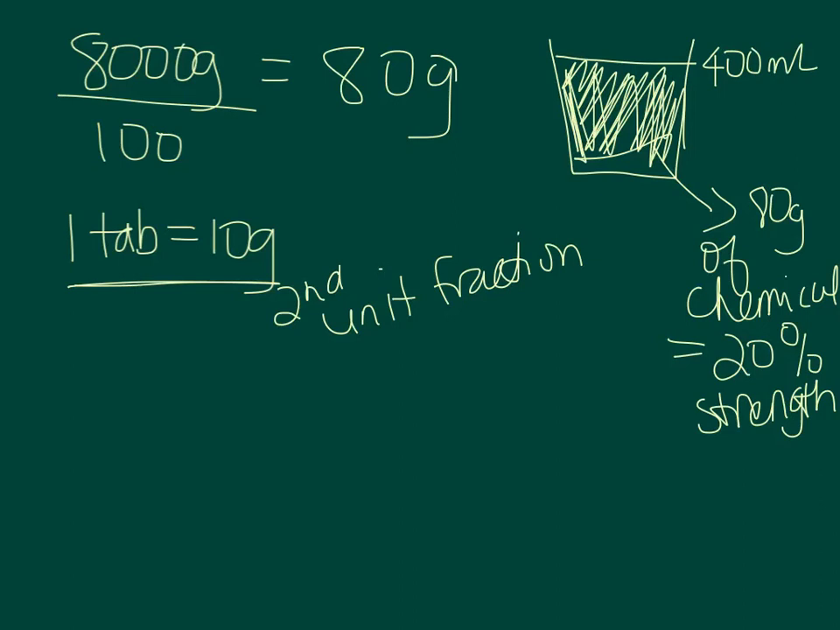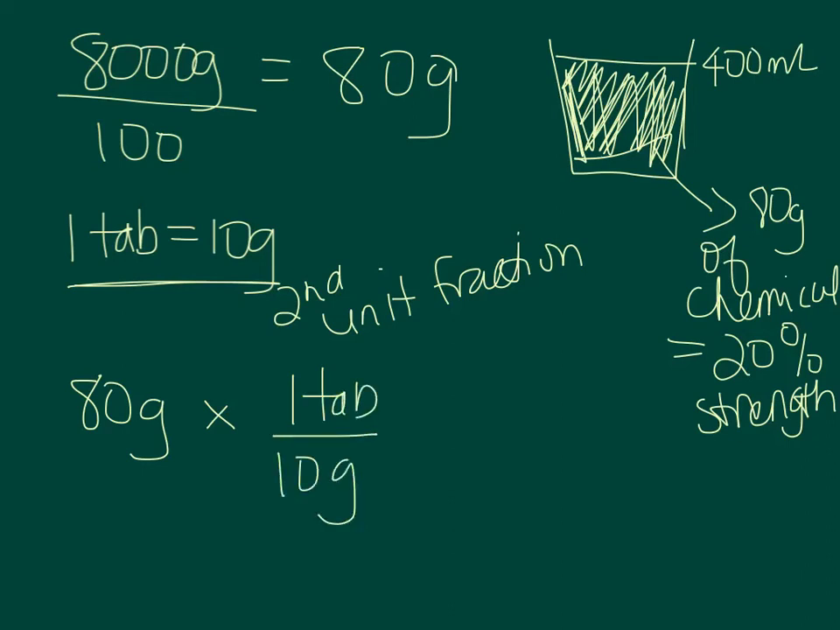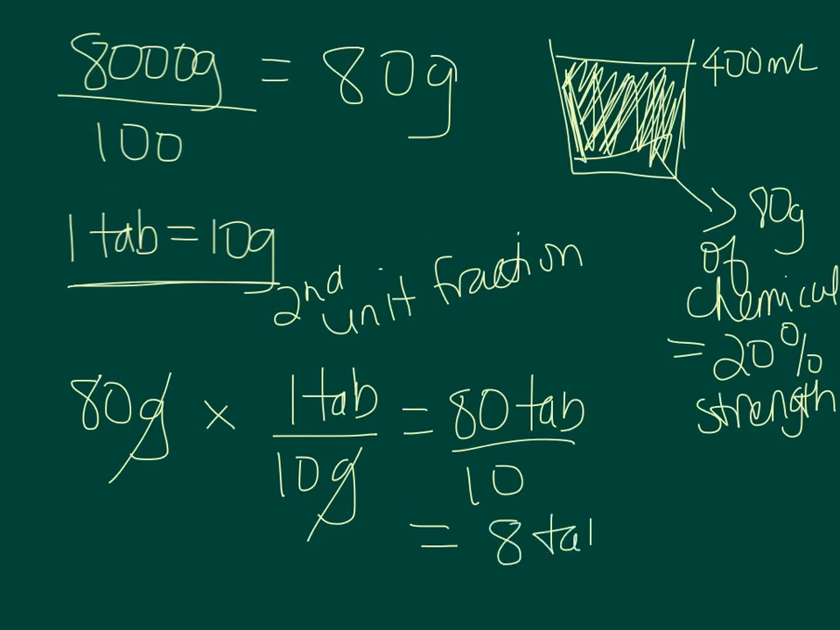So we're going to take the 80 grams and multiply it by one tablet over 10 grams. The reason we have the 10 grams at the bottom is because we're no longer interested in grams, we're interested in the tablets. So we multiply 80 by 1, we get 80 tablets over 10. 80 divided by 10 gives you 8 tablets.